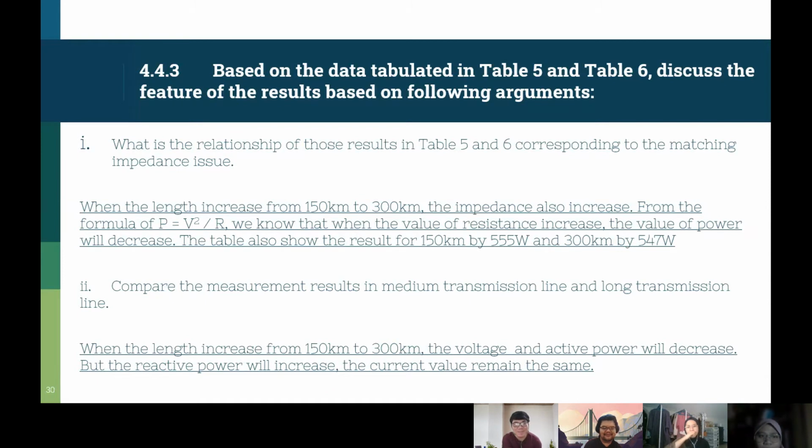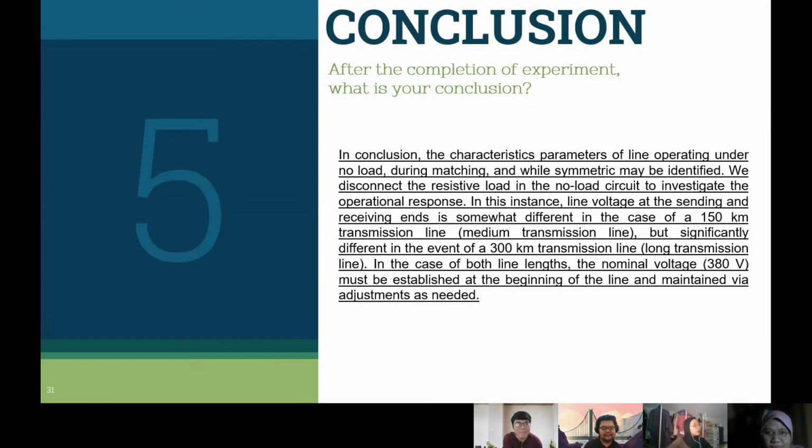What is the relationship of the results in tables 5 and 6 to the matching impedance issue? When the length increased from 150 to 300 km, the impedance also increased, which may be derived from the formula P equals V squared over R. Compared to the measured results in medium and long transmission lines, when the length is increased from 150 km to 300 km, the voltage and active power decrease, but the reactive power increases. The current remains the same. Right, next.